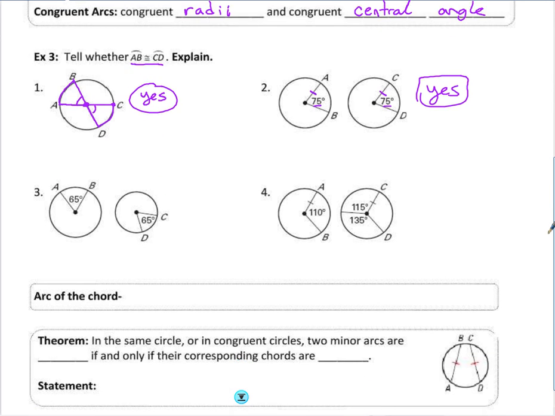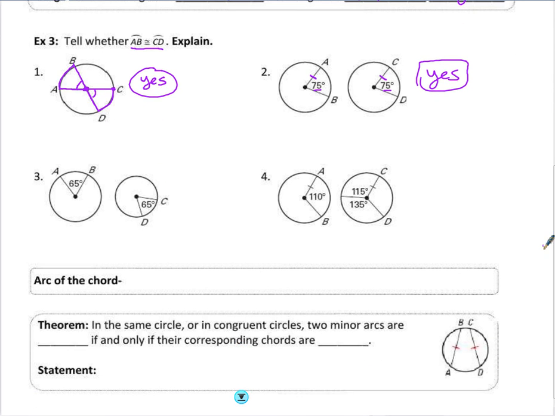Here, I have central angles that are the same, but unfortunately, they don't tell me if the arcs are the same or the radii are the same length. Obviously, I can see that this circle is a little bit smaller than this circle, so I can't say for sure. But right now, based on what I'm given, these arcs would not be congruent.